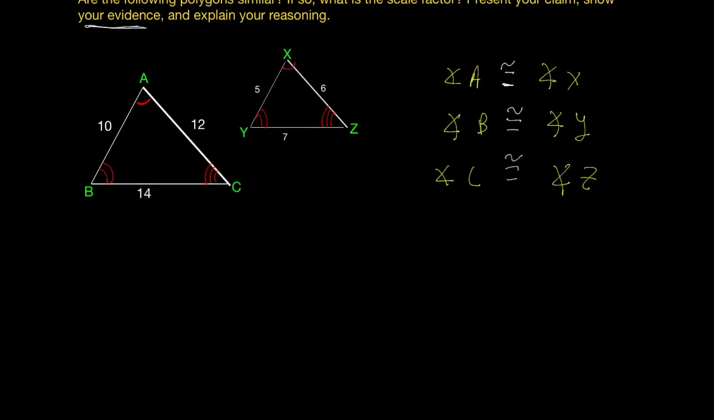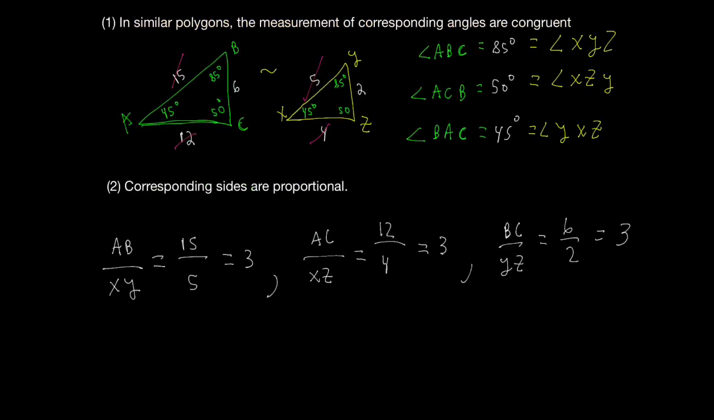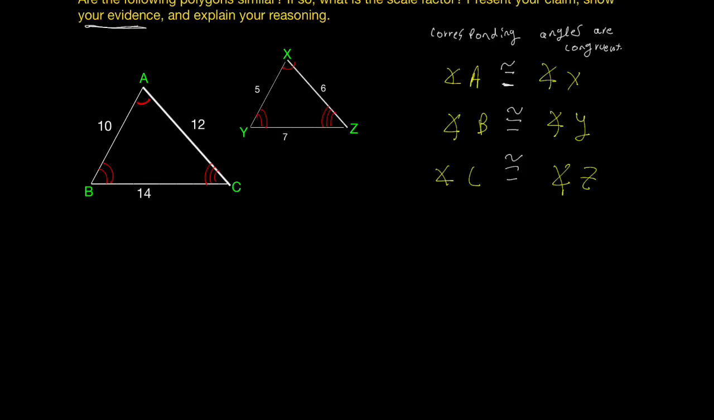So perfect. Nice. Since corresponding angles are congruent, let me actually write that down. Now we're gonna have to do the second part. We gotta see if corresponding sides are proportional. So let's begin with BA and YX. Here we see that BA corresponds to YX, so I'm gonna create a ratio here. BA has a length of 10 and YX has a length of 5. So 10 over 5, that's the same thing as 2.